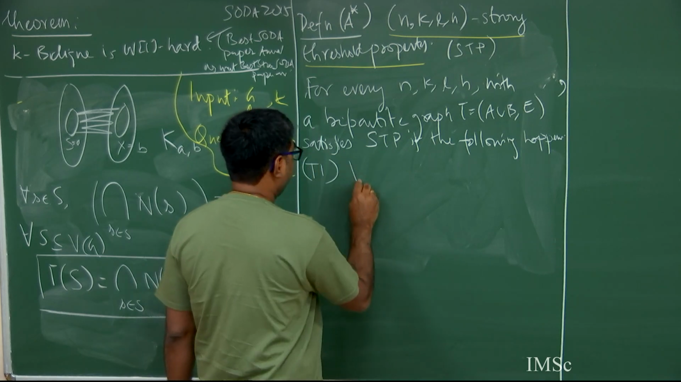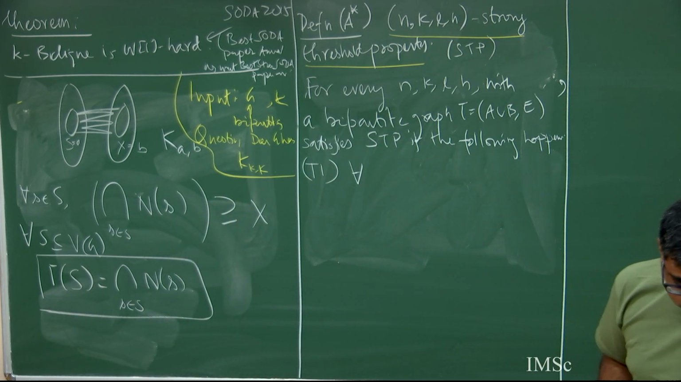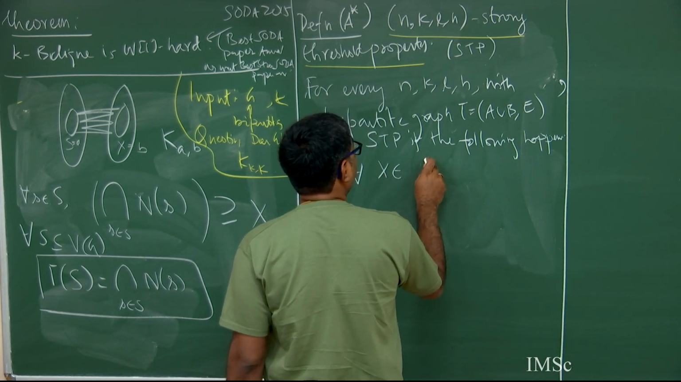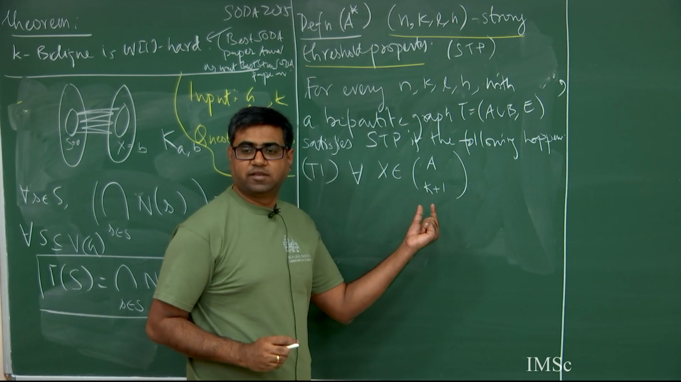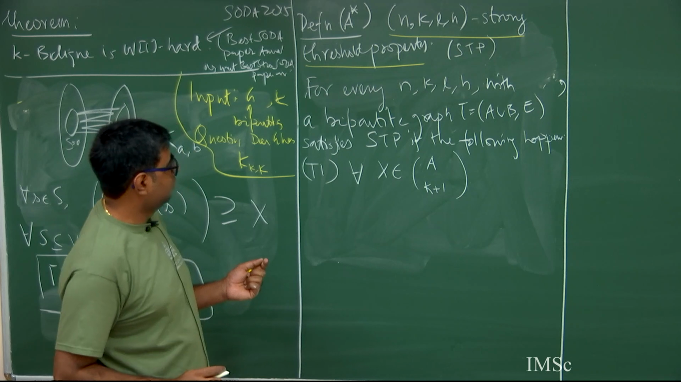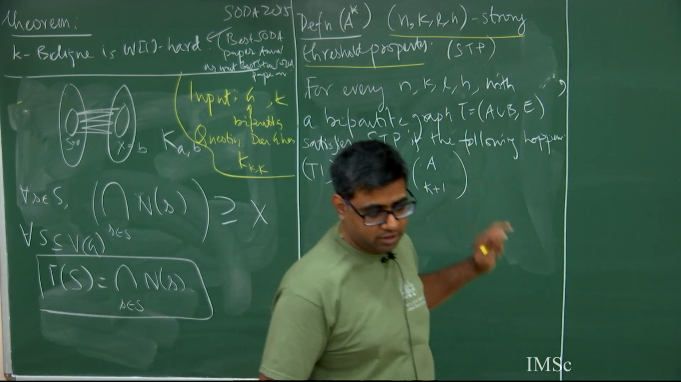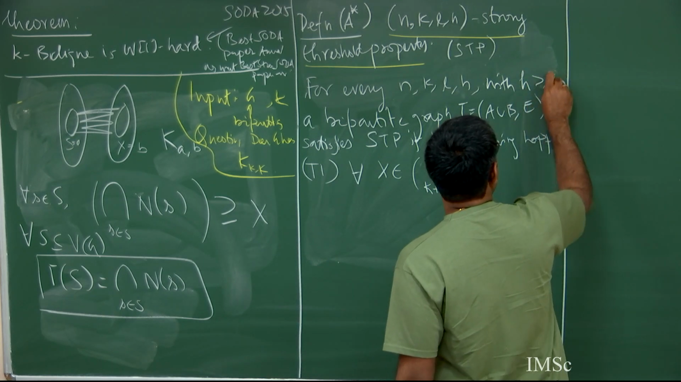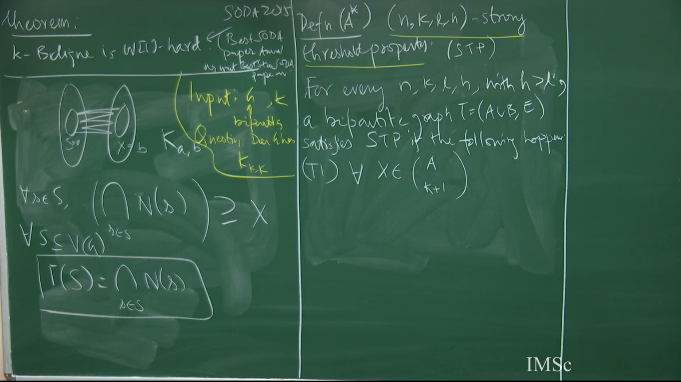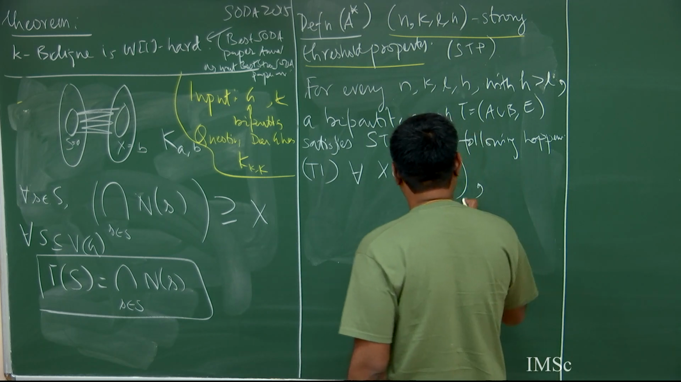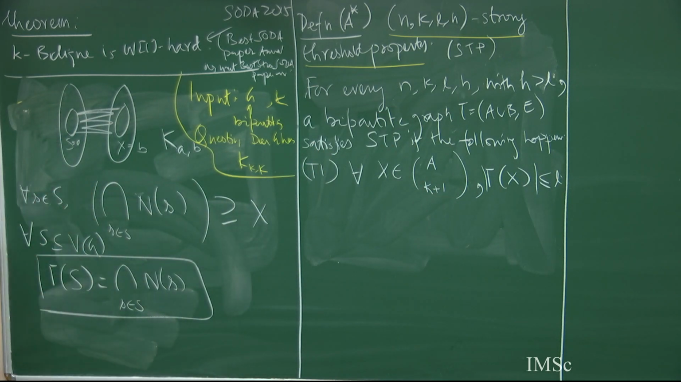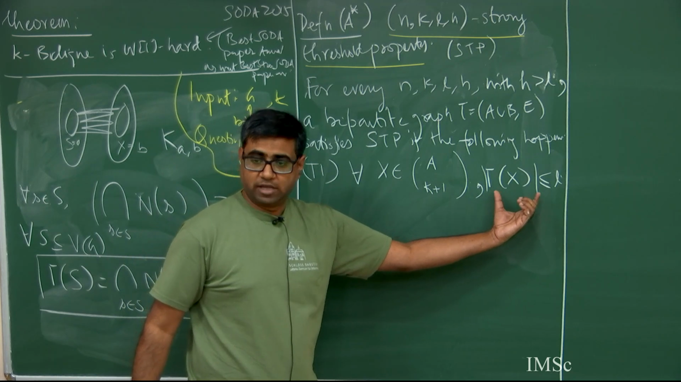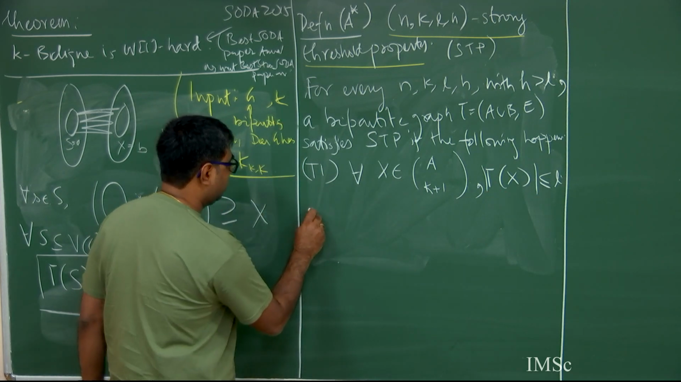For every X in A choose k plus 1, do you know the symbol A choose k plus 1? All subsets of size k plus 1 of A. NKLH, and I will tell you the property between L and H in a moment, basically H is more than this. For all X in A choose k plus 1, their common intersection is bounded by L. So if you give me any X of size k plus 1, their common neighborhood is bounded by L.